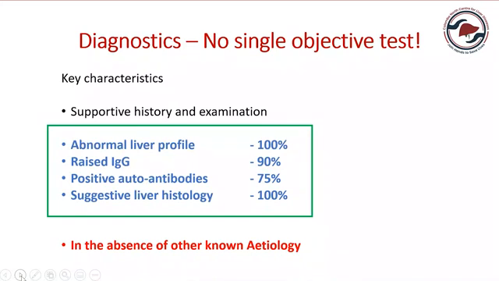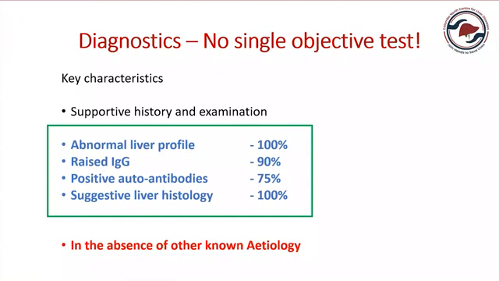Let's look at the key characteristics. The supportive history and examination may be a background history of inflammatory bowel disease or a background family history of autoimmunity. All these things might have a positive influence on our diagnosis. And these are the key features you might consider in the diagnosis. You need to have an abnormal liver profile. We would come to that. The main liver blood tests would be abnormal. You will have transaminitis and other enzyme abnormalities. 100% you need to have that.